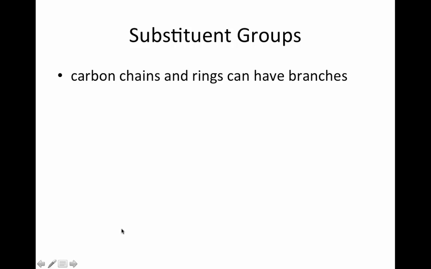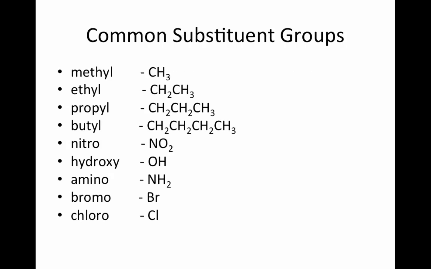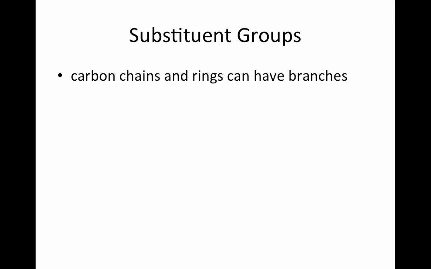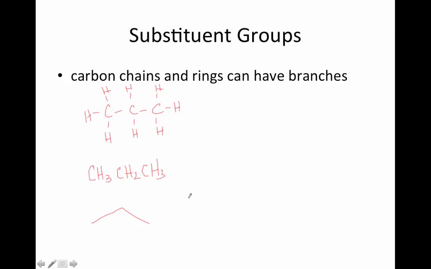Now, hydrocarbons can also have branches, and these branches are called substituent groups. So I'll just give you some examples. Let's say I have propane here. This is an alkane, and they're all single bonds. The prefix prop makes this propane. If I draw the condensed formula, it looks like this: CH3, CH2, CH3. If I turn this into a line structure, it looks like that.